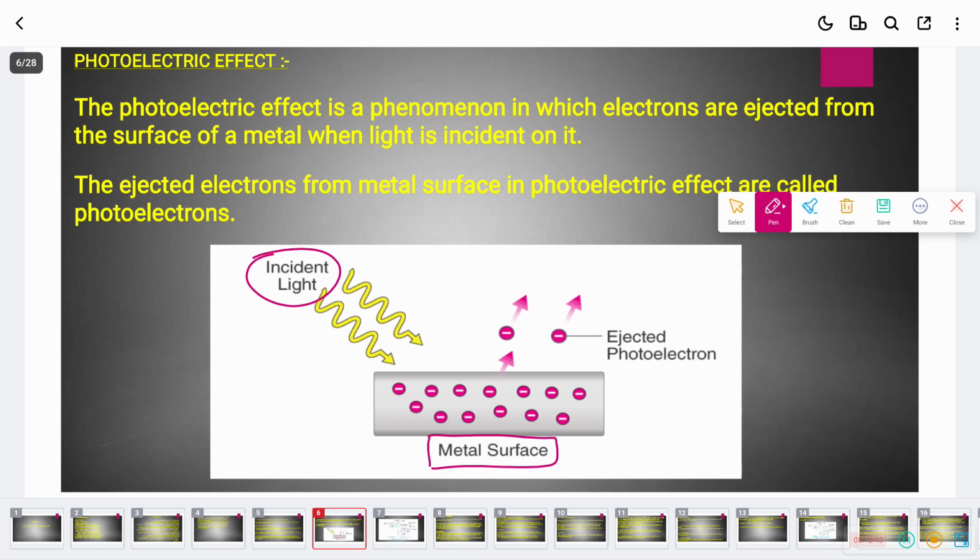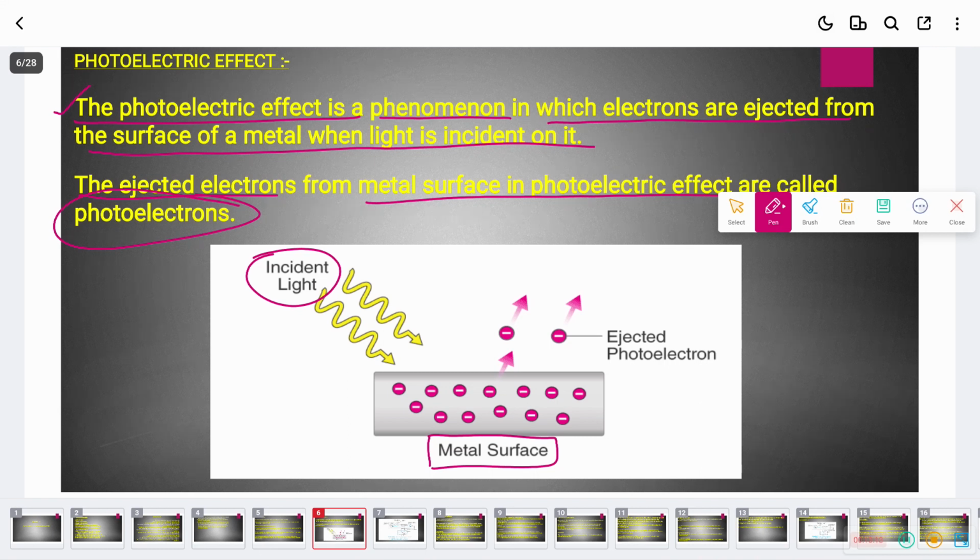It is written: what is the photoelectric effect. I'll read the language, no worries. The photoelectric effect is a phenomenon in which electrons are ejected, or removed, from the surface of a metal when light is incident on it. And the ejected electrons from the metal surface are called photoelectrons. What do you call them? Photoelectrons. Understood? So for a 1 mark definition, you can say photoelectron.